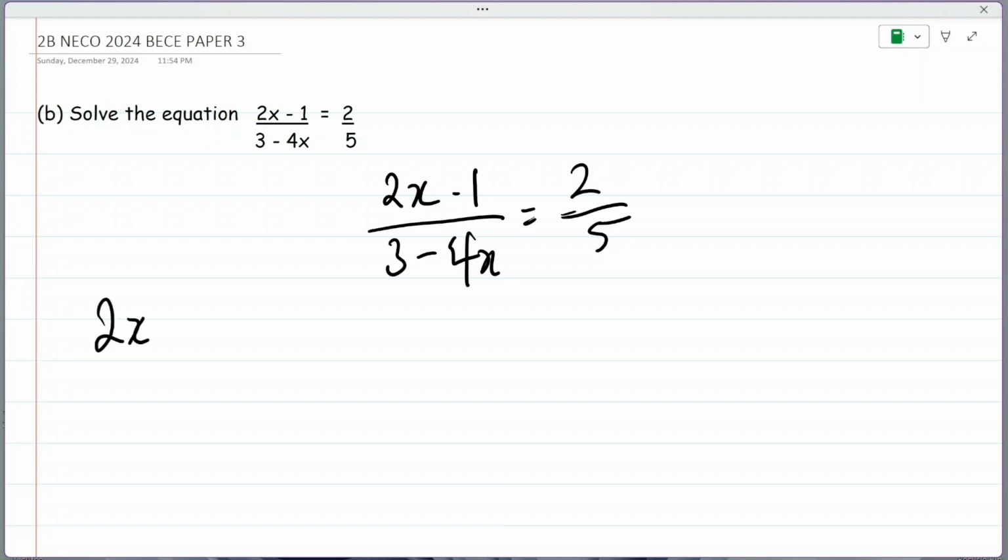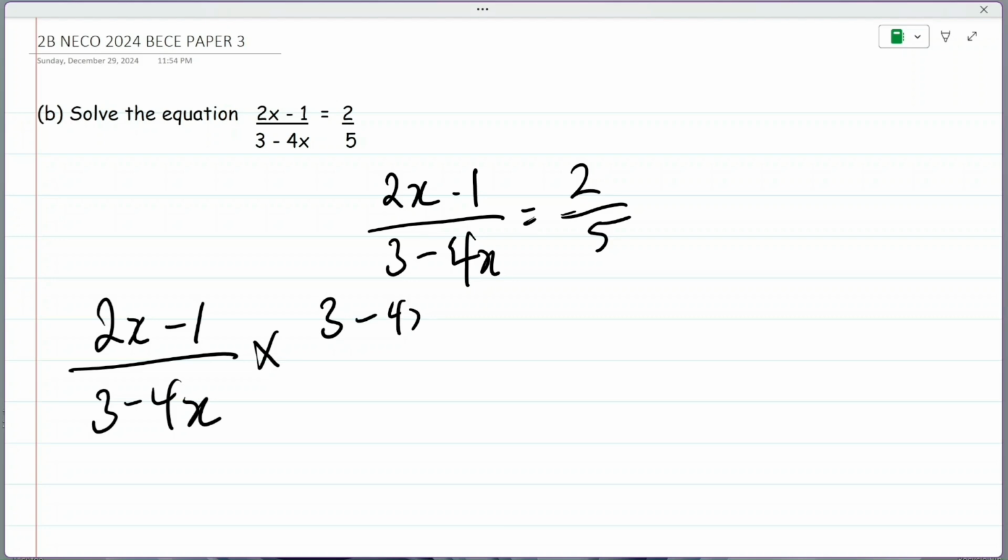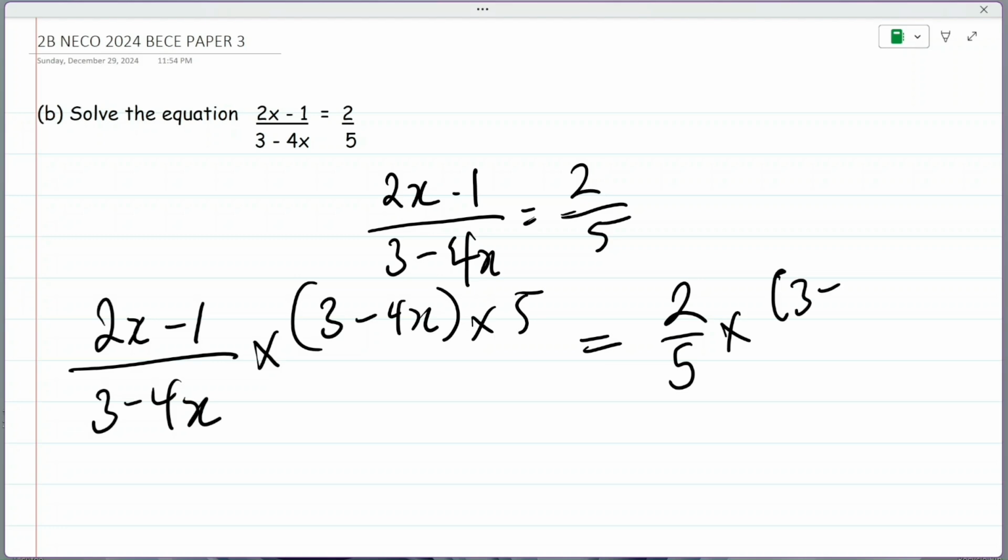You have (2x - 1)/(3 - 4x) times, now you join these two together, you have times (3 - 4x) in one bracket times 5. That means we're multiplying both sides by (3 - 4x) times 5. And on the other side, you have 2/5 times (3 - 4x) times 5.